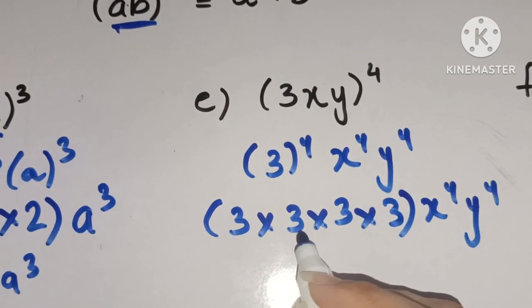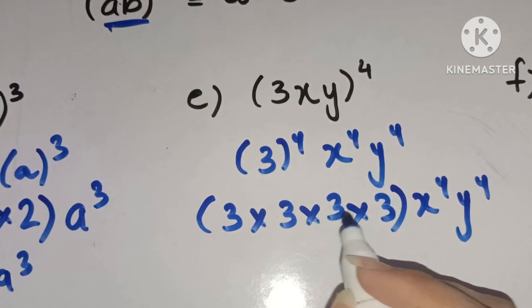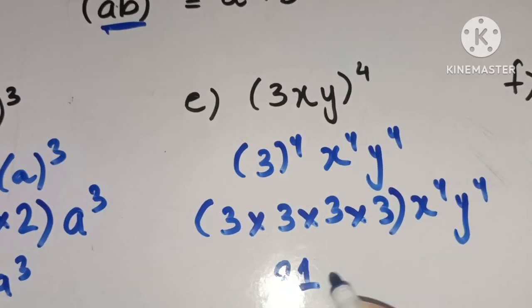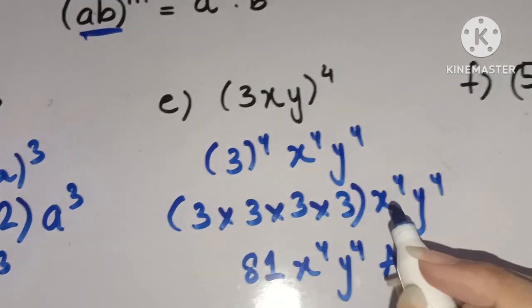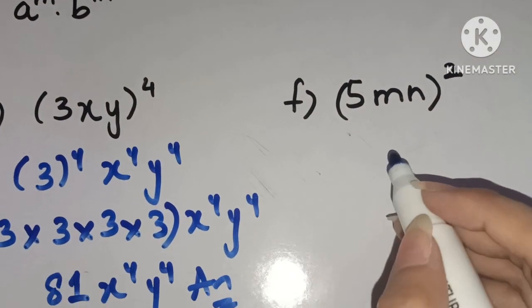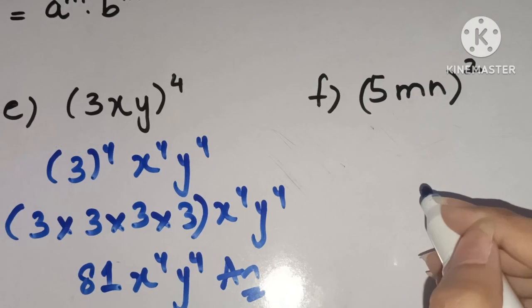So 3 multiplied by 3 is 9, 9 multiplied by 3 is 27, and 27 multiplied by 3 is 81. So 81 x power 4, y power 4 is the answer of this question. Now let's pause this video and solve this question on your own, and tell me in the comments below.